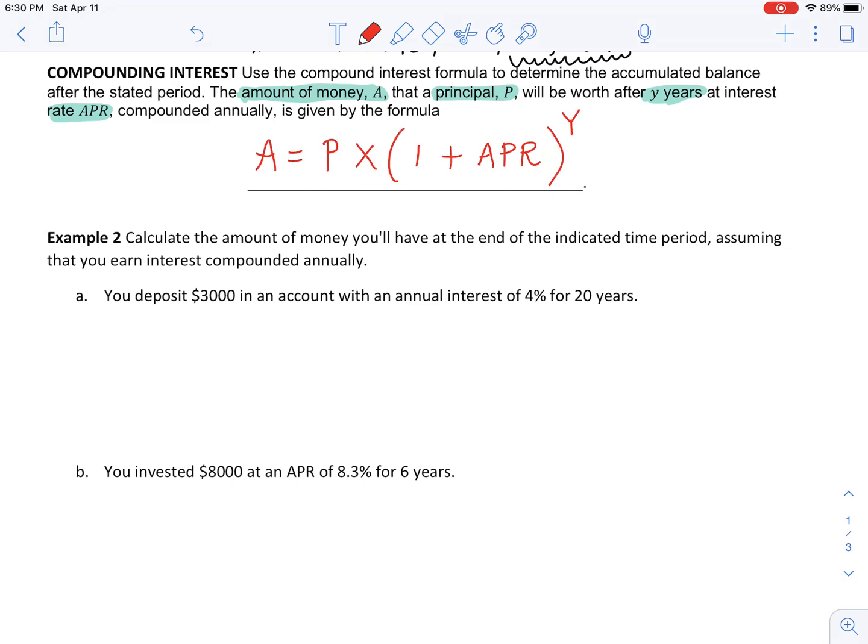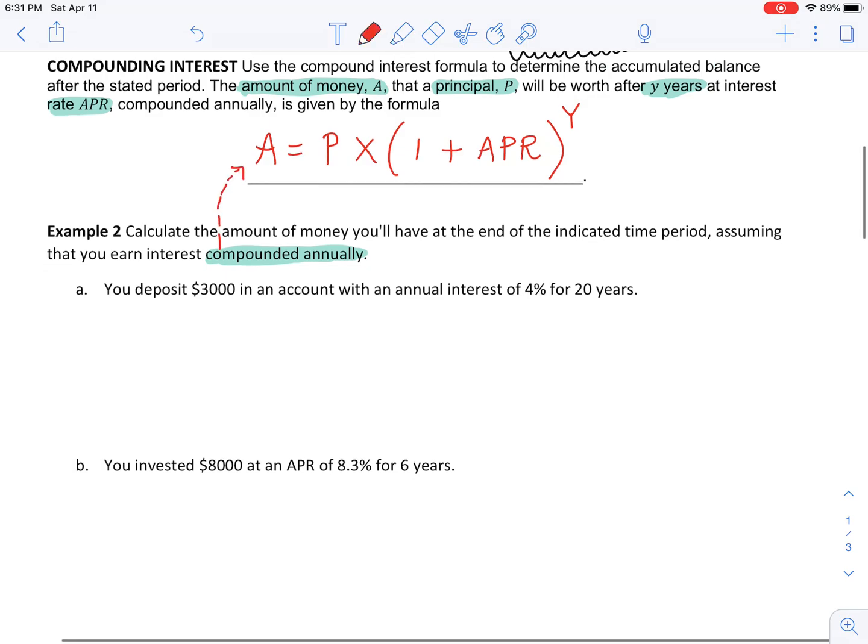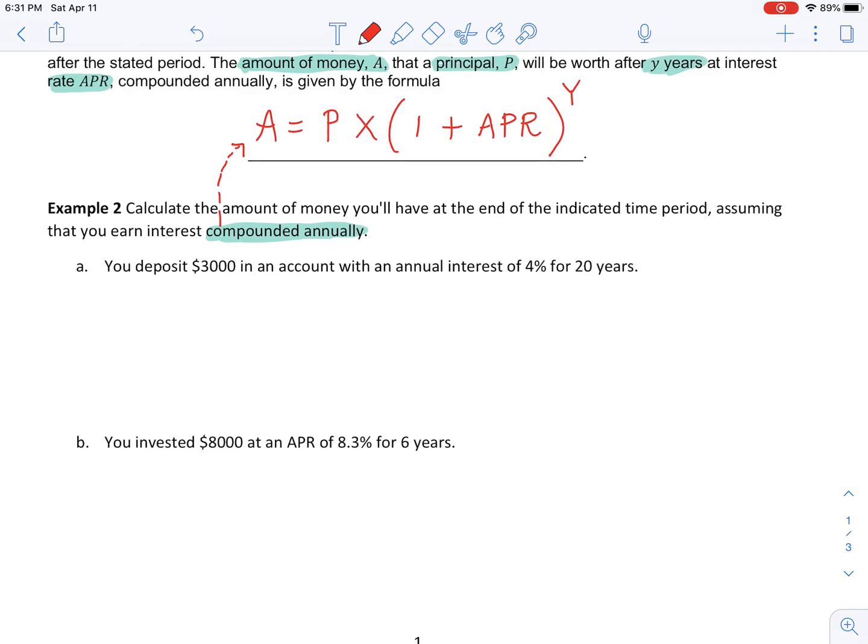Now, the keyword that you're looking for is compounding annually. If it says compounding monthly, we need to use something a little more complicated. But let's read example 2, and I'll tell you which keywords tell us to use this specific formula. Calculate the amount of money you'll have at the end of the indicated time period, assuming that you earn interest compounded annually. Here we go. Whenever you see the keyword compounded annually, then you're going to use this formula. You deposit $3,000 in an account with an annual interest of 4% for 20 years. Now, this is compounded annually.